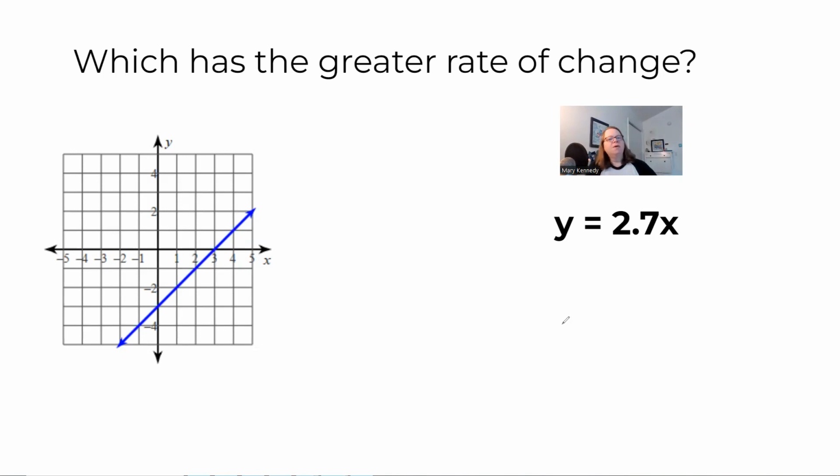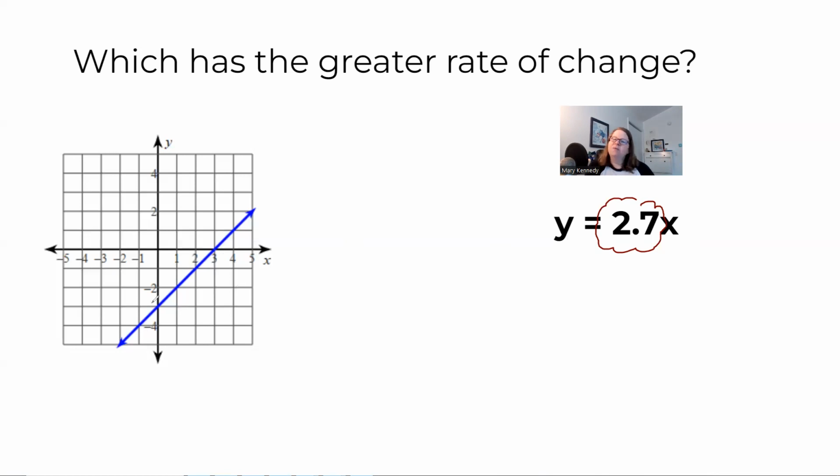And so let's start with the equation. On the equation here, y equals 2.7x. The rate of change is what is happening to y every time x changes at a certain rate. So if x increases by 1, y is increasing 2.7 times that. And so that's our rate of change there.